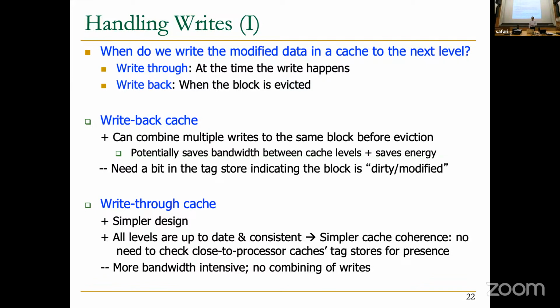Bandwidth intensive, etc. As a result, a lot of the caches today are write back. There are some cases where you have write through, but write through is not very common today, especially due to the importance of bandwidth as well as energy. Write through is being avoided most of the time. So today, you should also consider energy in the design decisions a lot. That was not the case, let's say, 20, 30 years ago.